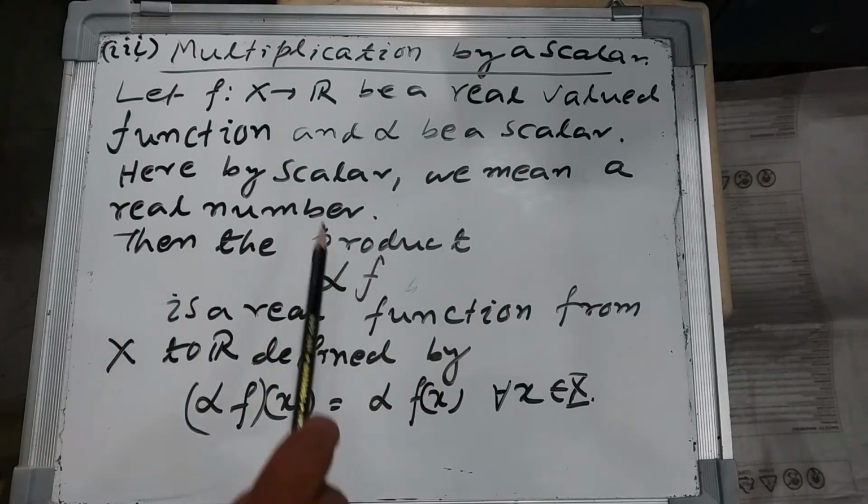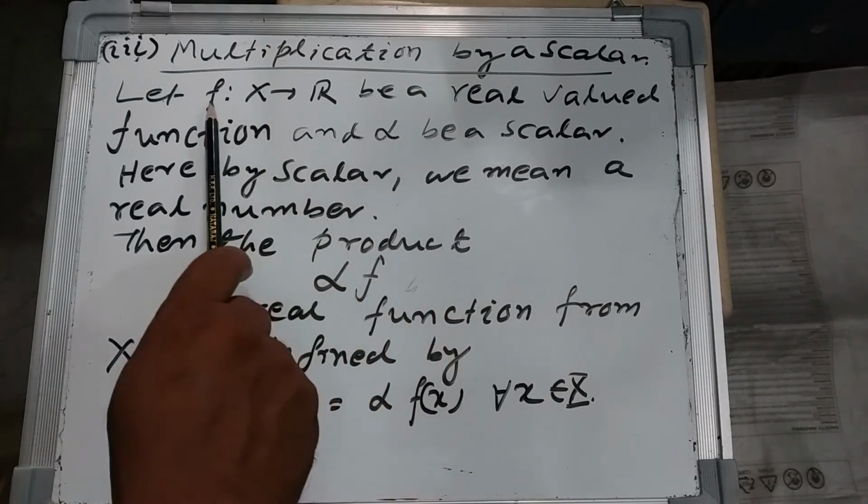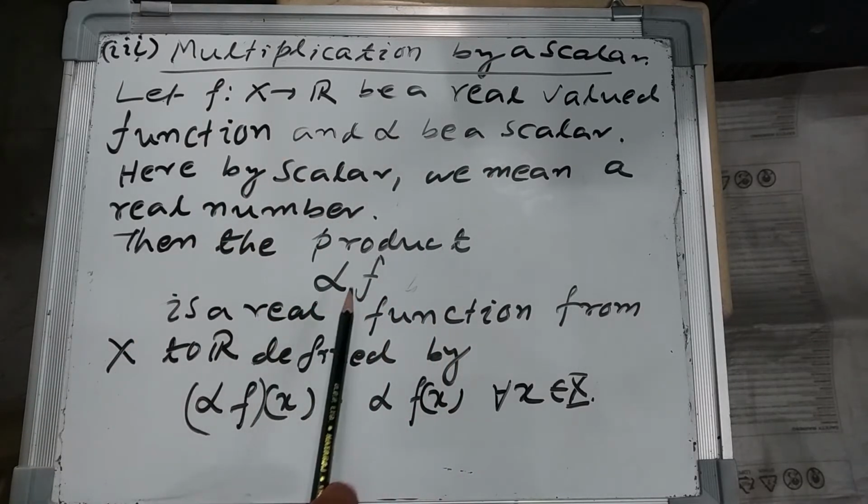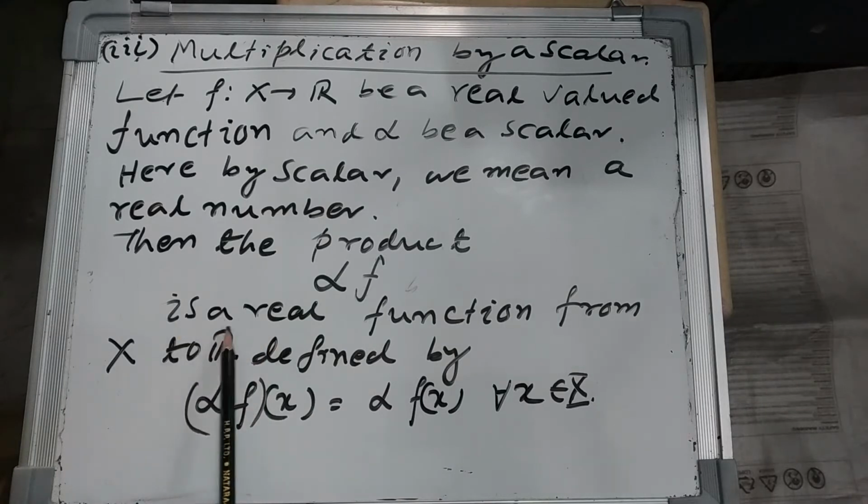Here by scalar we mean a real number. Then the product of alpha and f, alpha f, will be a real function. So it is also a real function from X to R defined by (alpha f)(x) equal to alpha times f(x) for all x in the set X.